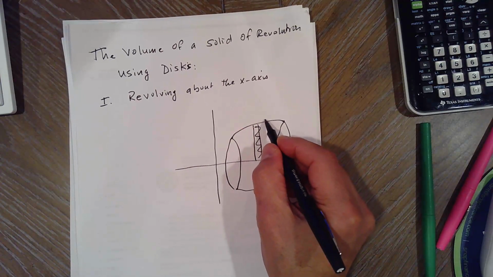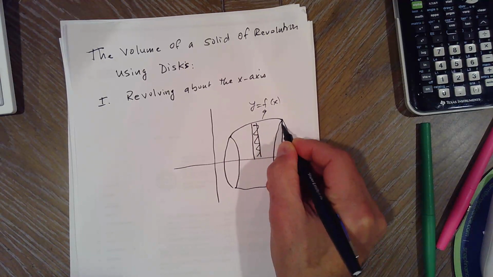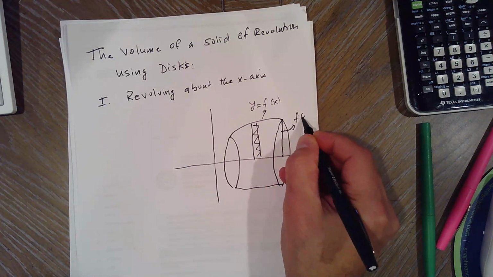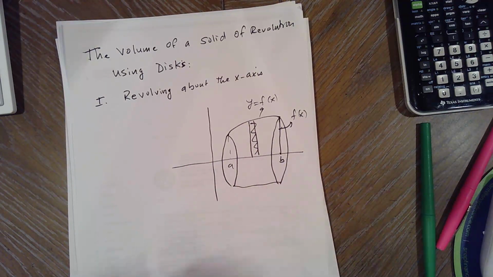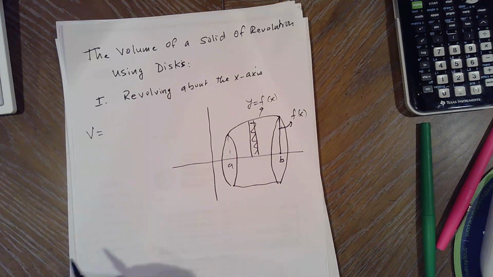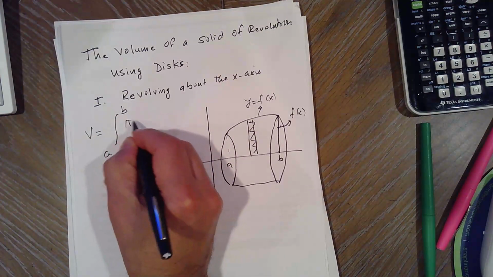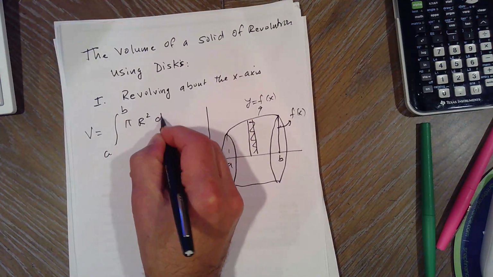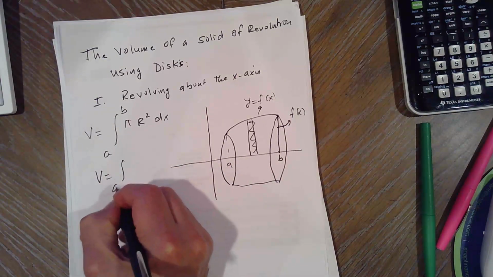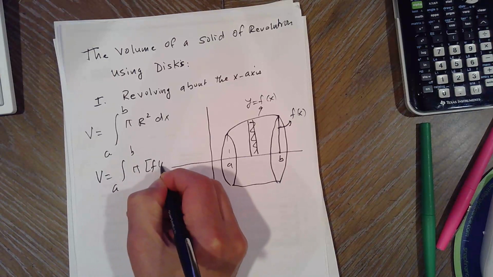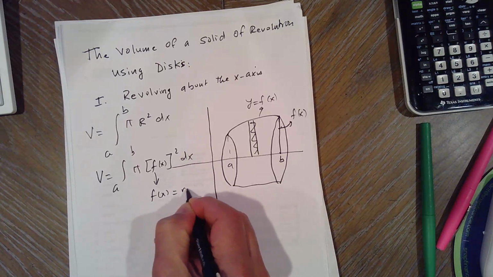So this is y equals f of x. So this is f of x right here, and over a to b. So the volume is the integral, since it's a disk, integral from a to b of pi r squared dx, but the radius is f of x, so it's integral from a to b of pi f of x squared dx, where f of x is the radius of the disk.